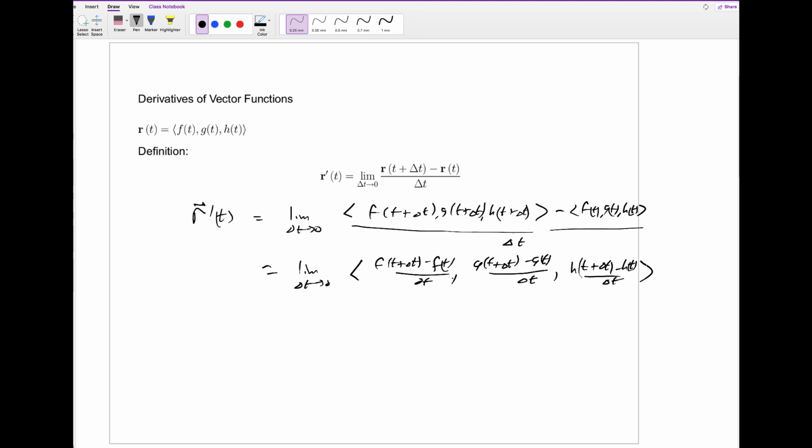Then when we take the limit, we take the limit component by component. And you all know the limit as delta t approaches 0 of the first component is exactly f prime of t. The limit as delta t approaches 0 of the second component is exactly g prime of t. And the limit as delta t approaches 0 of the third component is exactly h prime of t. So again, this tells you that you can take derivatives of vector functions component-wise, one component at a time.